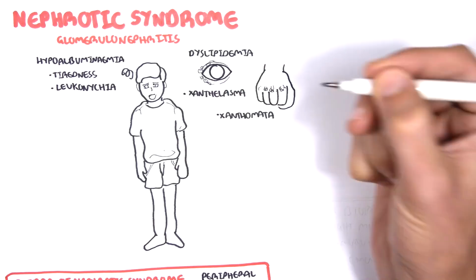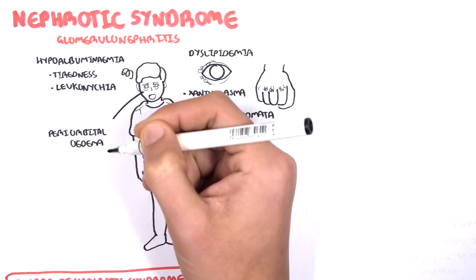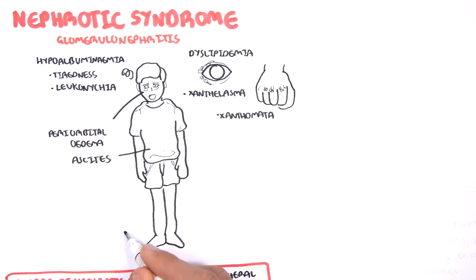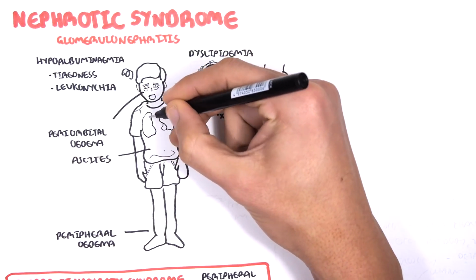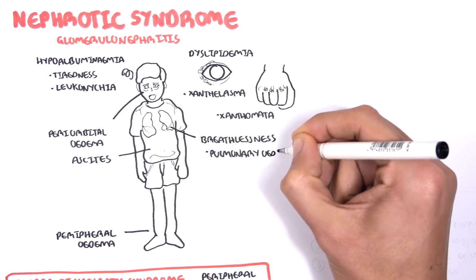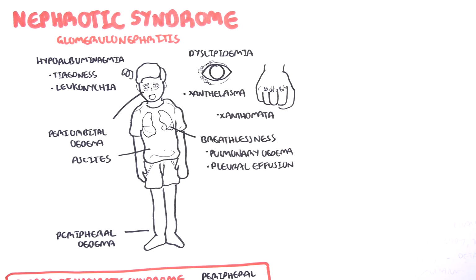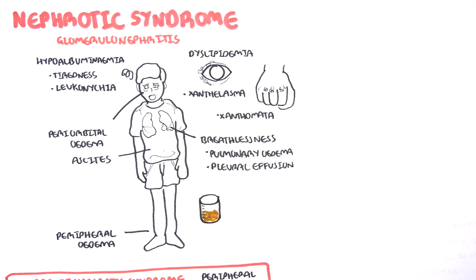Edema can be periorbital edema, which is fluid around the eye. It can be ascites, fluid in the abdomen, and also peripheral edema of the lower limb. Patients with nephrotic syndrome can be breathless because of fluid overload or pleural effusion. Urine in nephrotic syndrome is often described as being frothy in appearance.